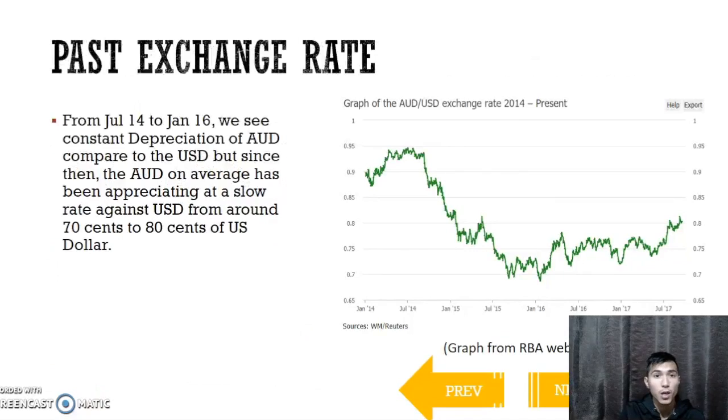Past exchange rate. From July 14 to January 16, we see constant depreciation of AUD compared to the USD, but since then, the AUD on average has been appreciating at a slow rate against USD from around 70 cents to 80 cents of US dollar.